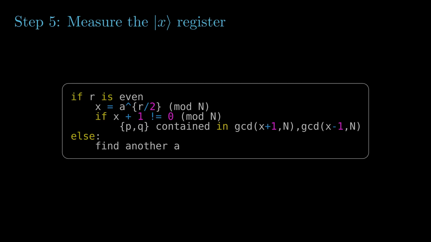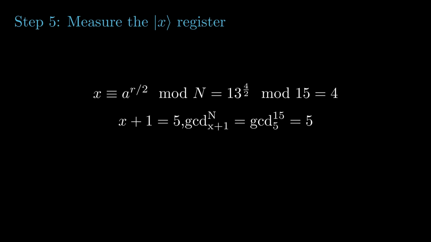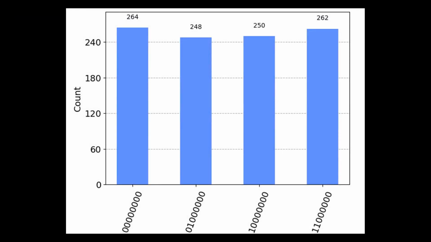Now, r is even, so we can compute x, and then we can compute x plus 1 and x minus 1, and finally compute the greatest common divisor using Euclid's algorithm. Now we have found p and q, which are our prime factors.